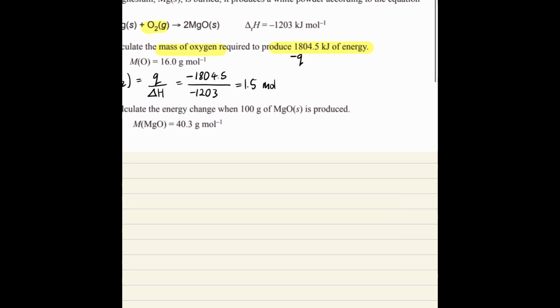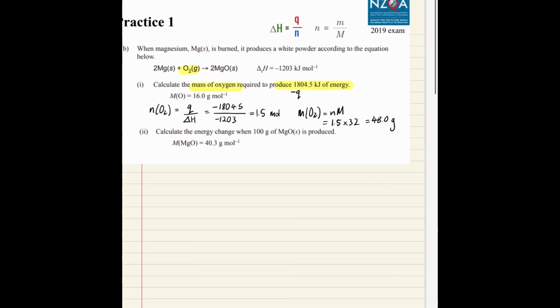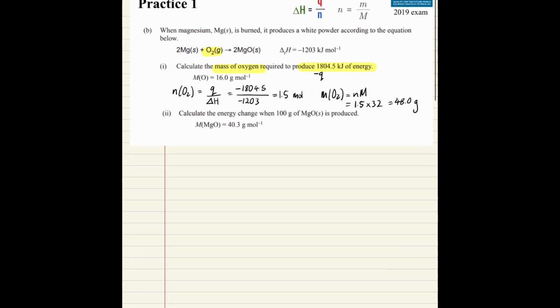Then it's just nice and simple. We go mass of O2, use that equation that we know and love, and we go 1.5 times 32, because obviously 16 times 2, and we get 48.0, because remember, 3 significant figures always, 48.0 grams. Okay, nice and easy. So that's the first equation.